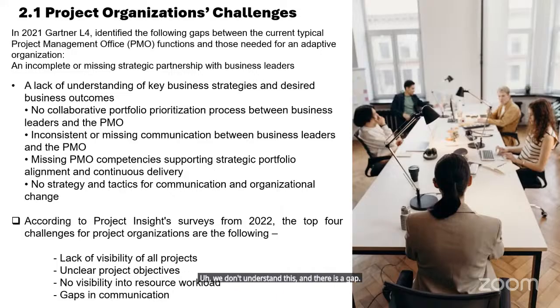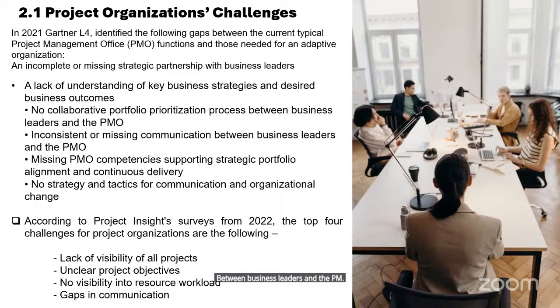So that gap has to be bridged if you want to do better project management and deliver more value for the customer. So that is one aspect.